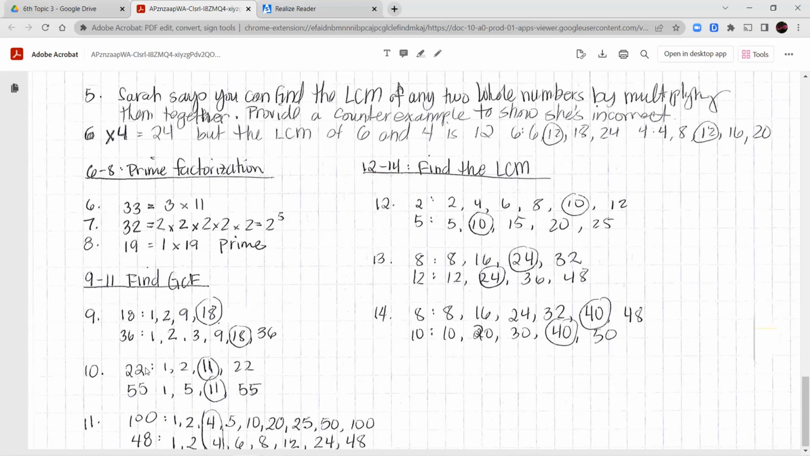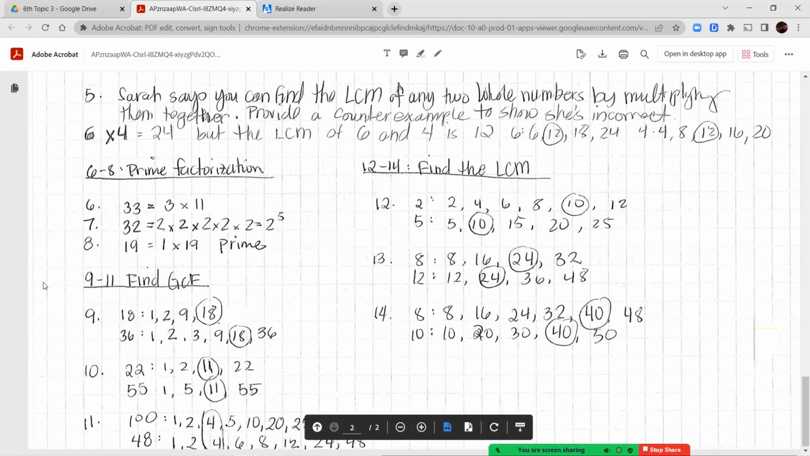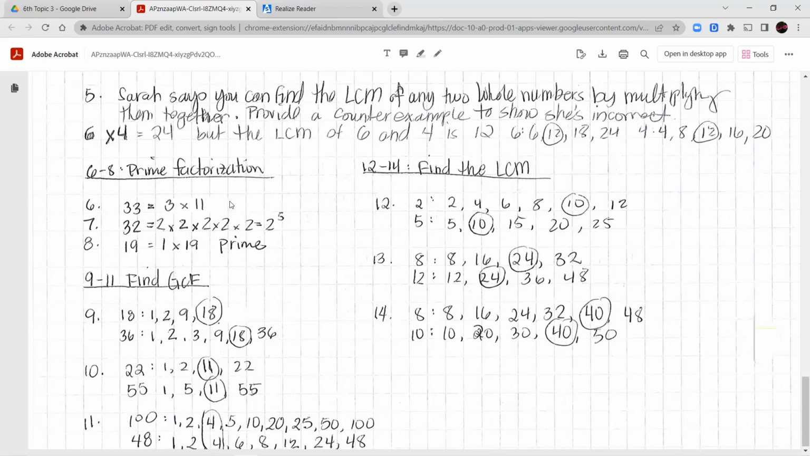For numbers 6 to 8, we were finding the prime factorization. So for 33, it's just 3 times 11. Both of those are prime numbers, so we cannot factor them any farther than that. For 32, you can break it down into 2 times 2 times 2 times 2 times 2, or 2 to the 5th power. 19 is just going to be 1 and 19 because that one is also a prime number.